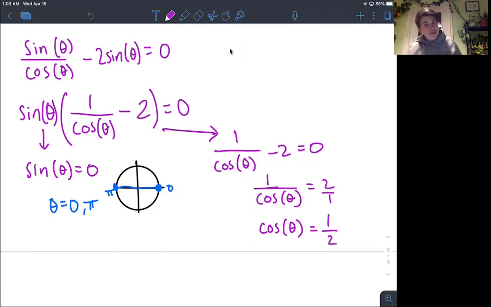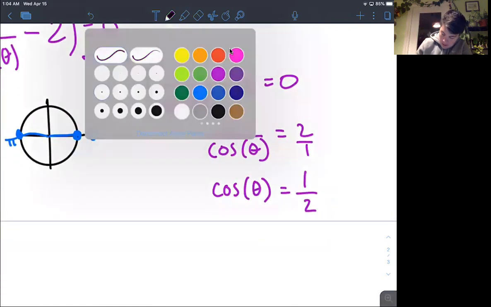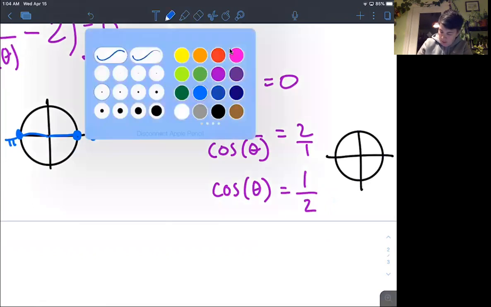Now, friends, you see where this is going. We totally know in the unit circle where cosine of theta is equal to 1/2. So let's draw our little unit circle over here. I'm just going to squeeze it in the corner. Boop. I don't know why I'm acting like this is real paper that I need to not go on the other page, but that's fine.